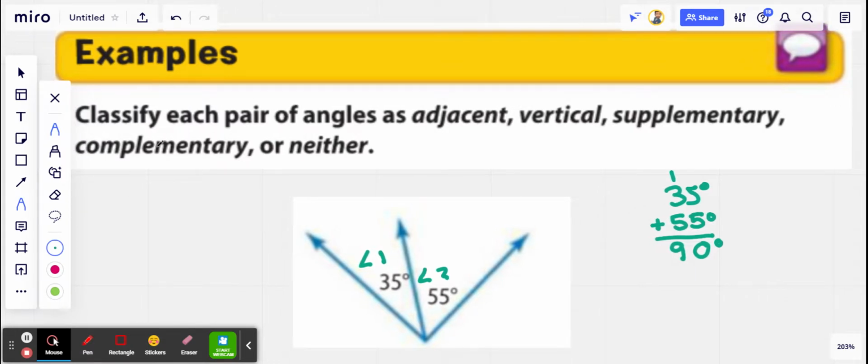It makes it complementary, right? Because two angles whose sum is 90 degrees are complementary. So this would be a complementary angle.